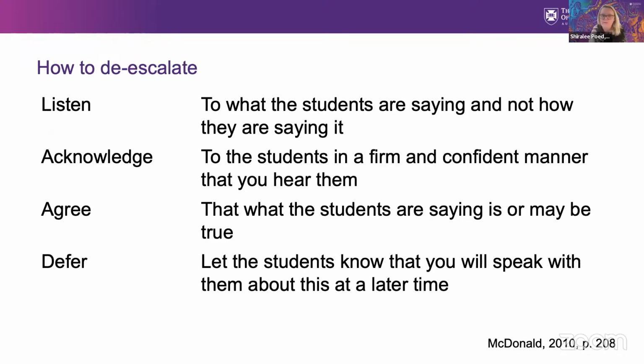When we're in that situation, we use a technique called the LAD technique, and that stands for listen, acknowledge, agree, and then defer. And this is what it means. We listen to what the students are saying, not how they're saying it. So it doesn't matter if the student's shouting or they're angry, just listen to what they're saying. Acknowledge to the student that you've heard them. Tell the student what they're saying, agree with them that what they're saying, whether or not it's true. And I'll give you an example of what I mean in a minute. And then let the student know that you'll speak with them in a moment. Not right now, you'll speak with them in a moment.